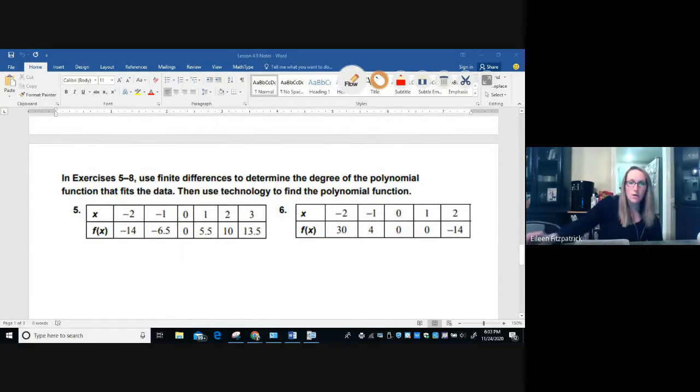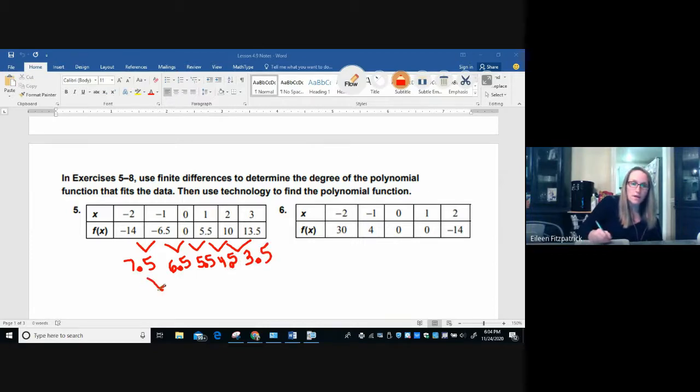All right, so for the first one, if I subtract to find the differences, negative 14 to negative 6.5 is a positive 7.5. And then from negative 6.5 to 0 is a positive 6.5. And then from 0 to 5.5 is a positive 5.5. Then I'm increasing by 4.5. And then I'm increasing by 3.5. Point, by the way, 0.5, 3.5.